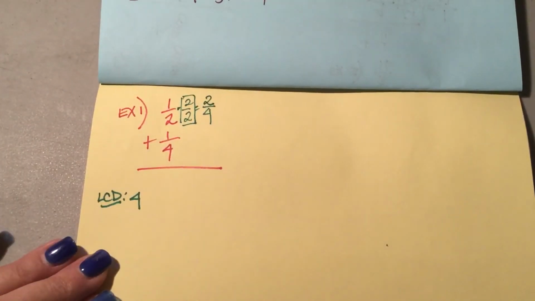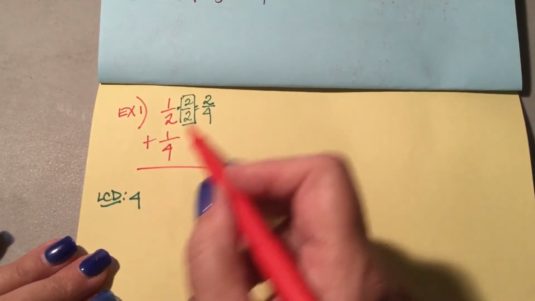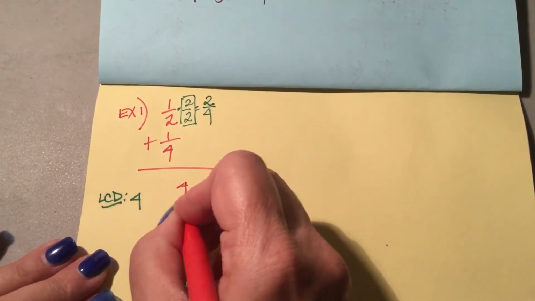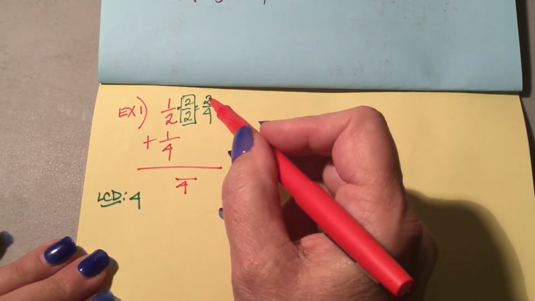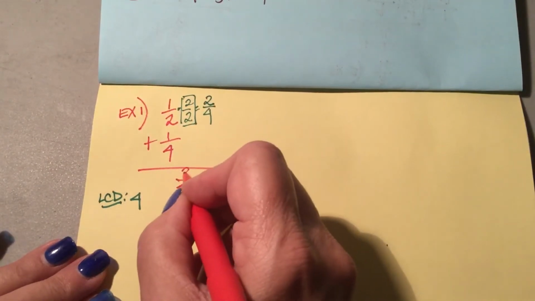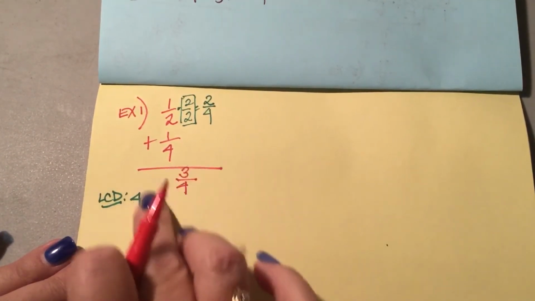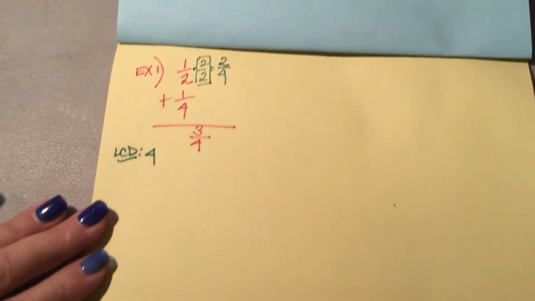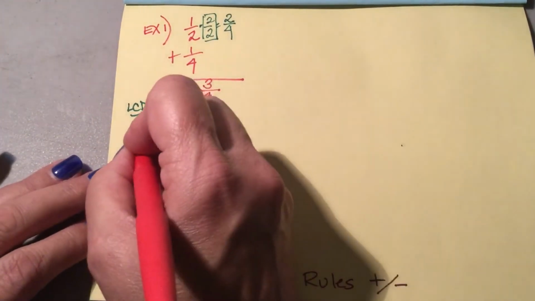So now what I'm looking at is 2/4 plus 1/4. So now we're back to where we were before, right? With same denominators. Denominators are the same. And we just add the numerators. 2 plus 1 is 3. And we don't need to simplify this. This is as simple as it gets.